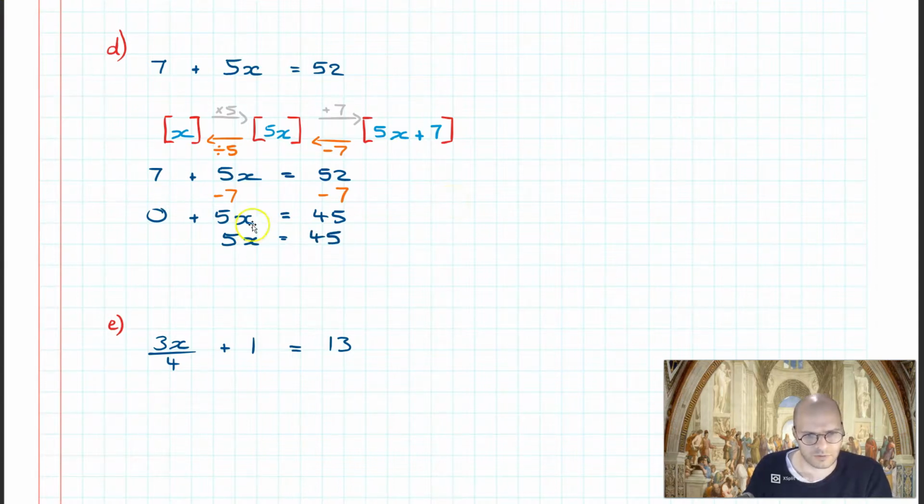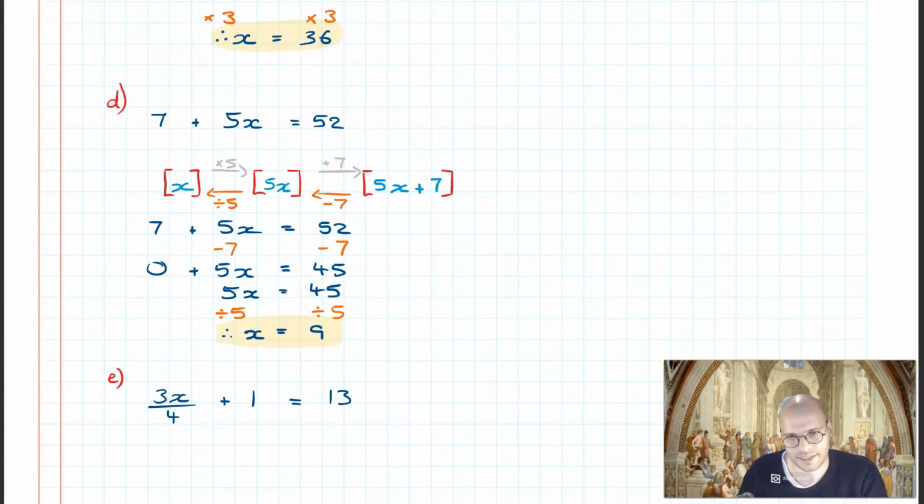Removing the 5 from the x, so changing 5x back to x, I divide by 5. This will give me the value for x, such that x is equal to 45 divided by 5, which is 9. So x in this case is equal to 9. Checking that this is indeed the correct result.